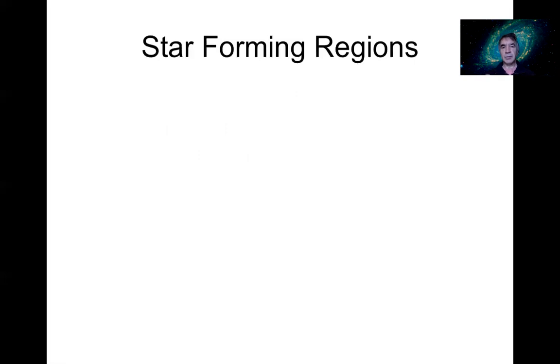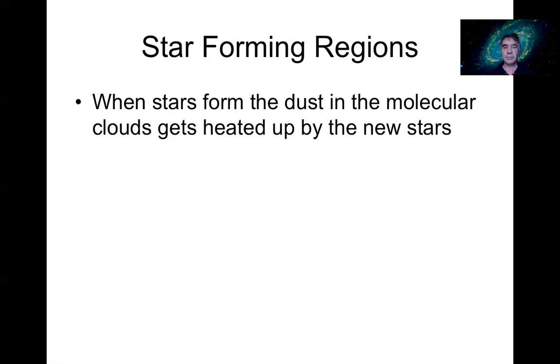Okay, so I want to bring this together a little bit in terms of star-forming regions. This is the idea of where stars are being born, which is very much an area where infrared astronomy comes to the fore. As I mentioned already, if you bring dust close to a luminous object, like a star, then it will get heated up. So what situation does that occur in?